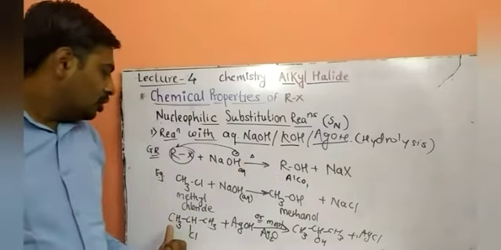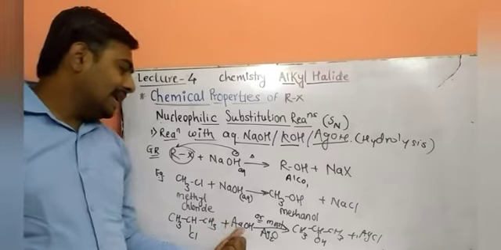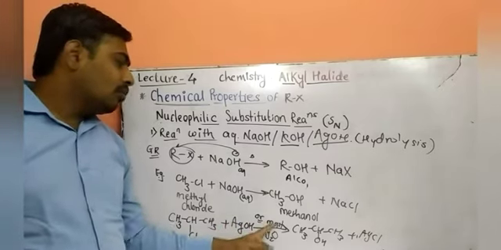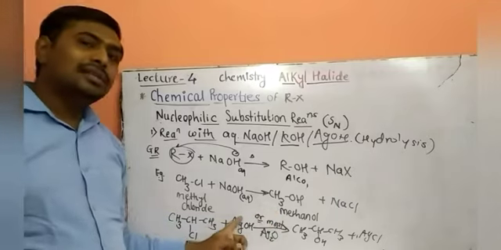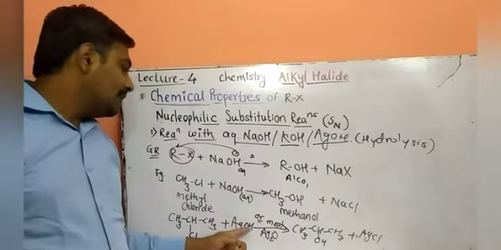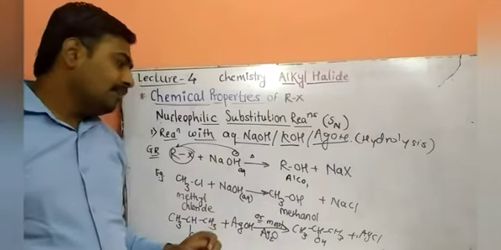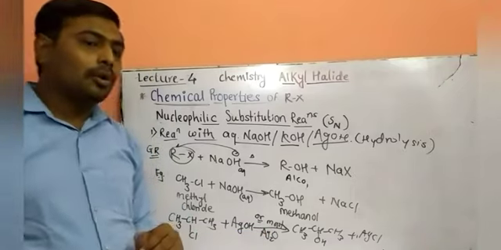Second reaction: 2-chloropropane reacted with AgOH, or you can take moist silver oxide. Moist silver oxide gives AgOH as a weak base. That weak base reacted with this secondary alkyl halide to give a substituted type of product.